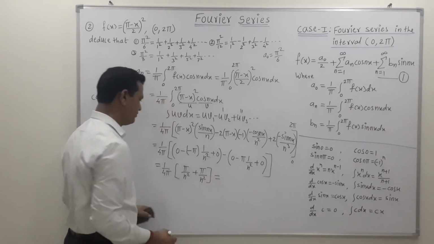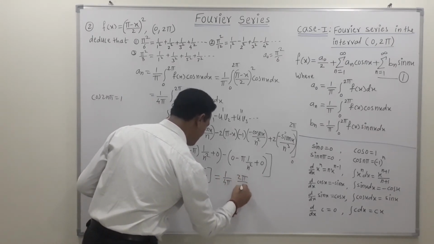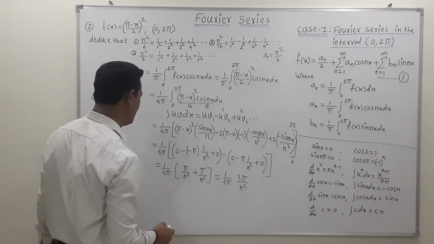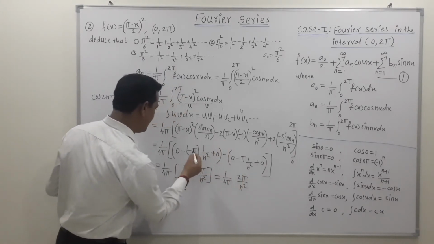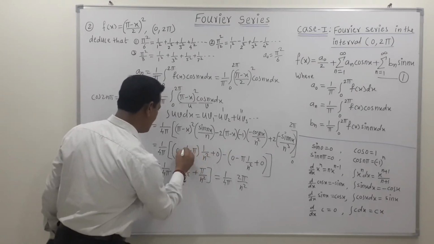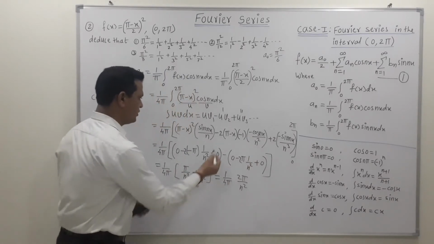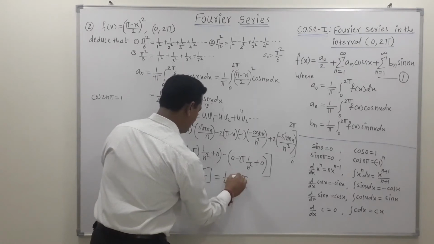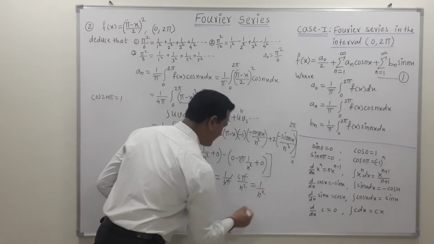If we further simplify, we get 1 upon 4 pi, then 2 pi upon n square. Now friends, here this term will get cancelled. Here 2 is remaining, so we write 2, and here also 2 is remaining, so we write 2. Now 2 is remaining, so we can write this as 4 pi, and this pi will get cancelled, so we write this as 1 upon n square.